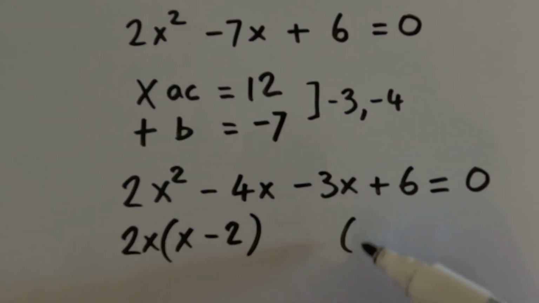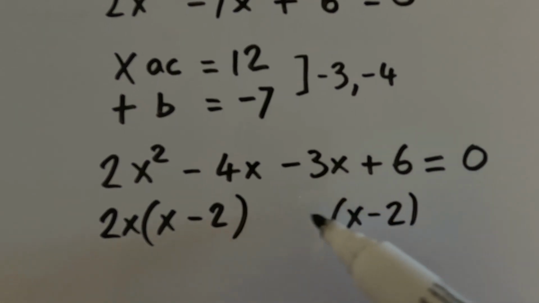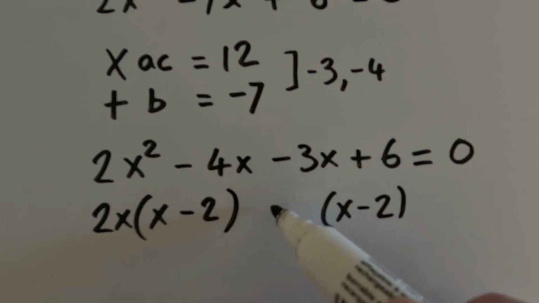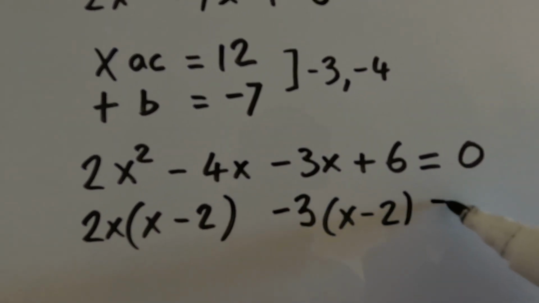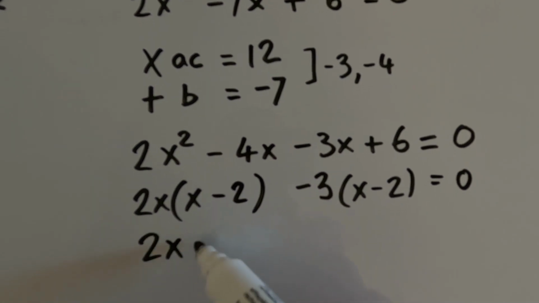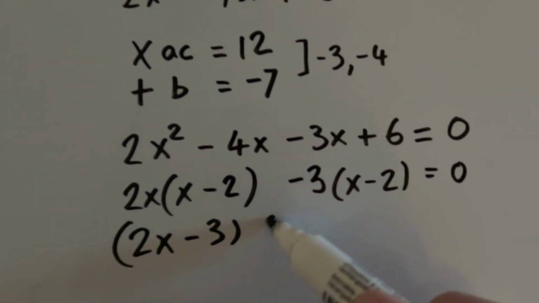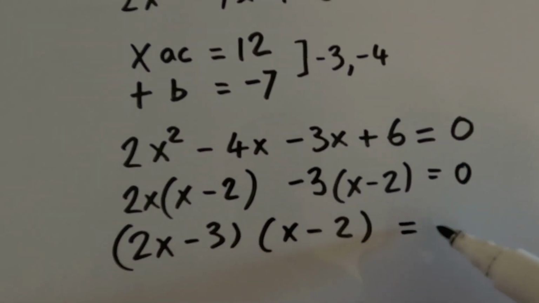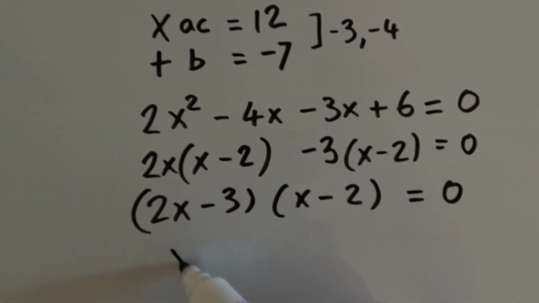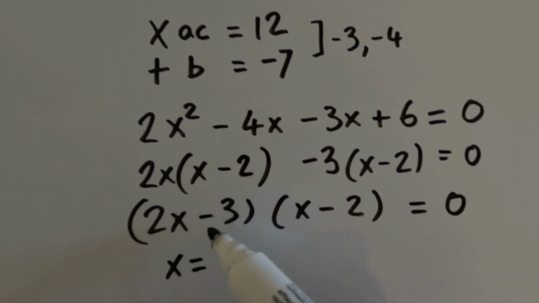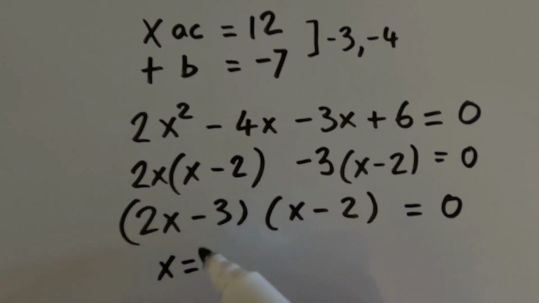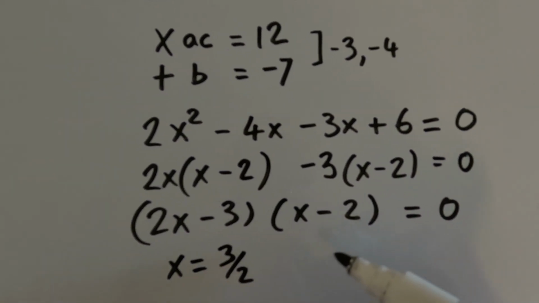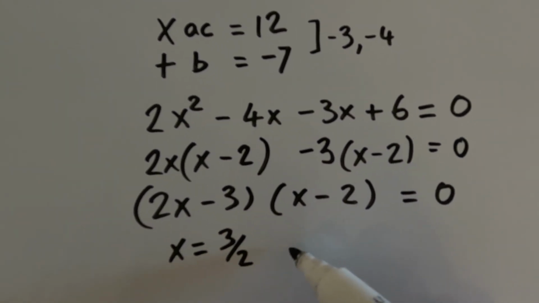So we can write that down again over here, and then a number will have to go here to satisfy this equation. So that's going to be minus 3. So that equals 0, and then combining them together, we get 2x minus 3 times x minus 2 equals 0. And then our roots are x is equal to, well, if we set that equal to 0, what do we get? We get 2x equals 3, so x is equal to 3 over 2. And if we set that equal to 0, we get x equals 2.